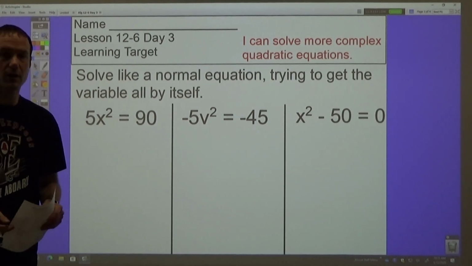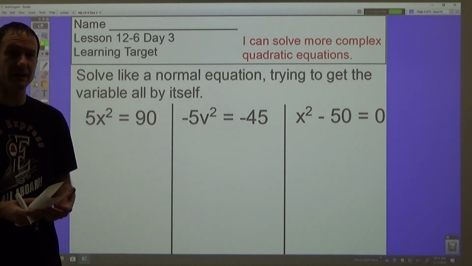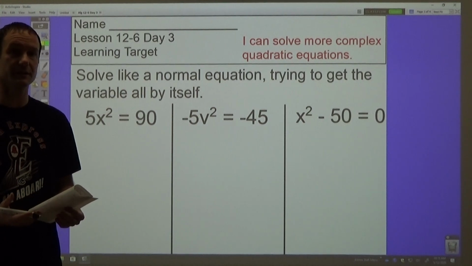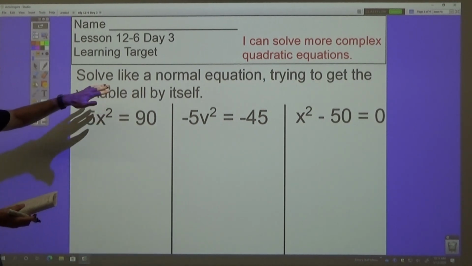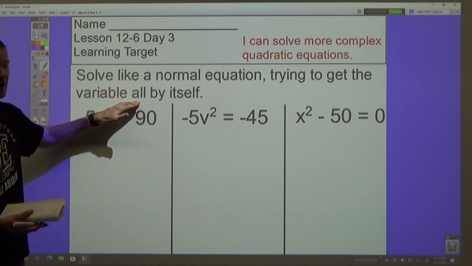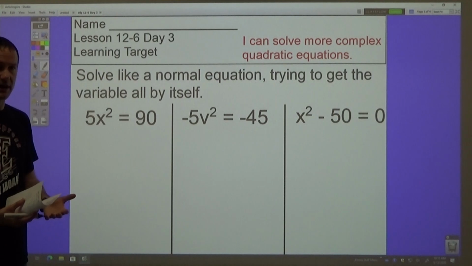Hello, this lesson is for section 12-6, day 3. What you're doing is solving more complicated quadratic equations. It's very similar to day 2, except they're just a little bit more complex. What you're trying to do in all of them is get the variable x all by itself. So you're going to solve it just like a normal equation.